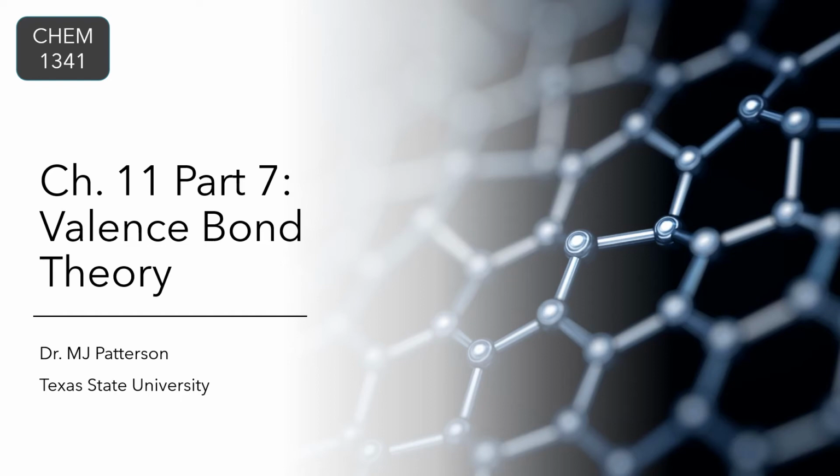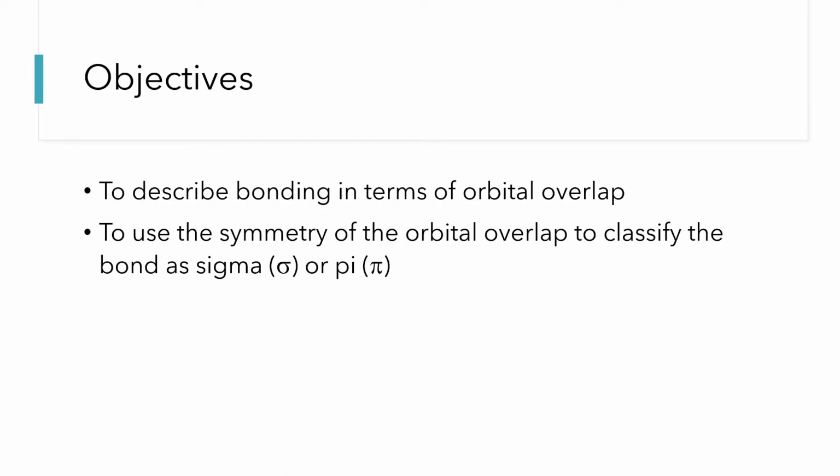Hi Bobcats, this video is going to introduce the idea of valence bond theory. Our objectives are to describe bonding in terms of orbital overlap and to look at the symmetry of the orbital overlap to classify the bond as either a sigma bond or a pi bond.